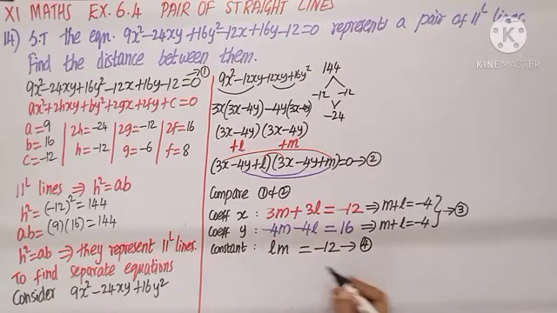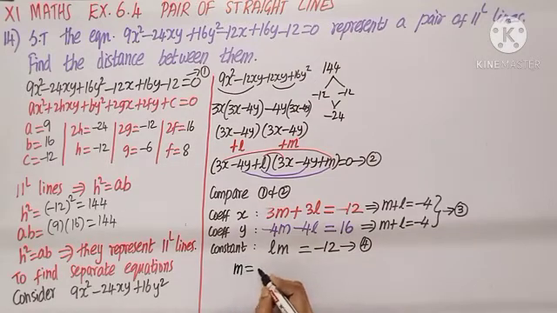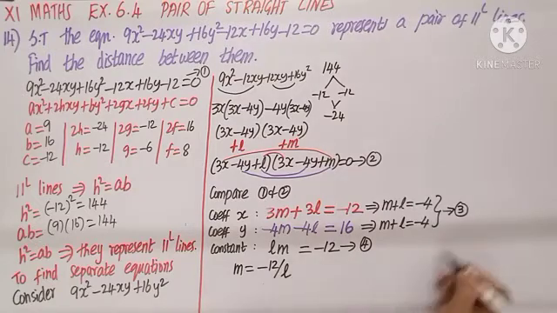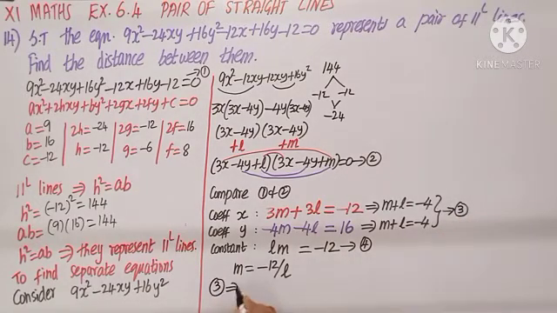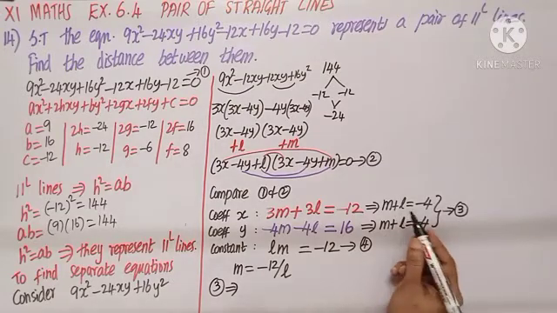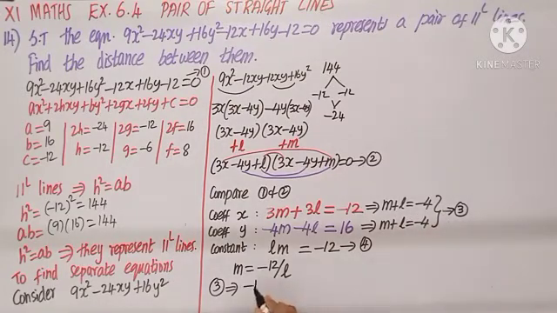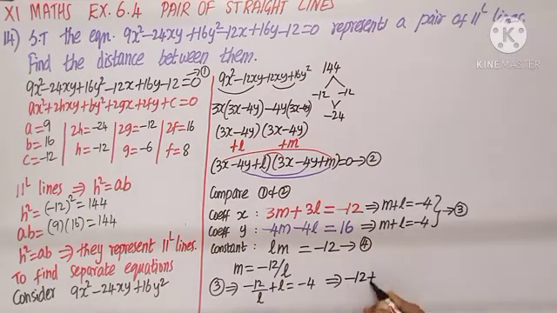From here, what is M? I can say M is minus 12 by L. Substitute this in the third equation. What is the third equation? M plus L is minus 4. M is minus 12 by L, plus L is minus 4. Cross multiplying by L: minus 12, L into L is L square, minus 4 into L. Bringing it to the same side, L square plus 4L minus 12 equals 0.